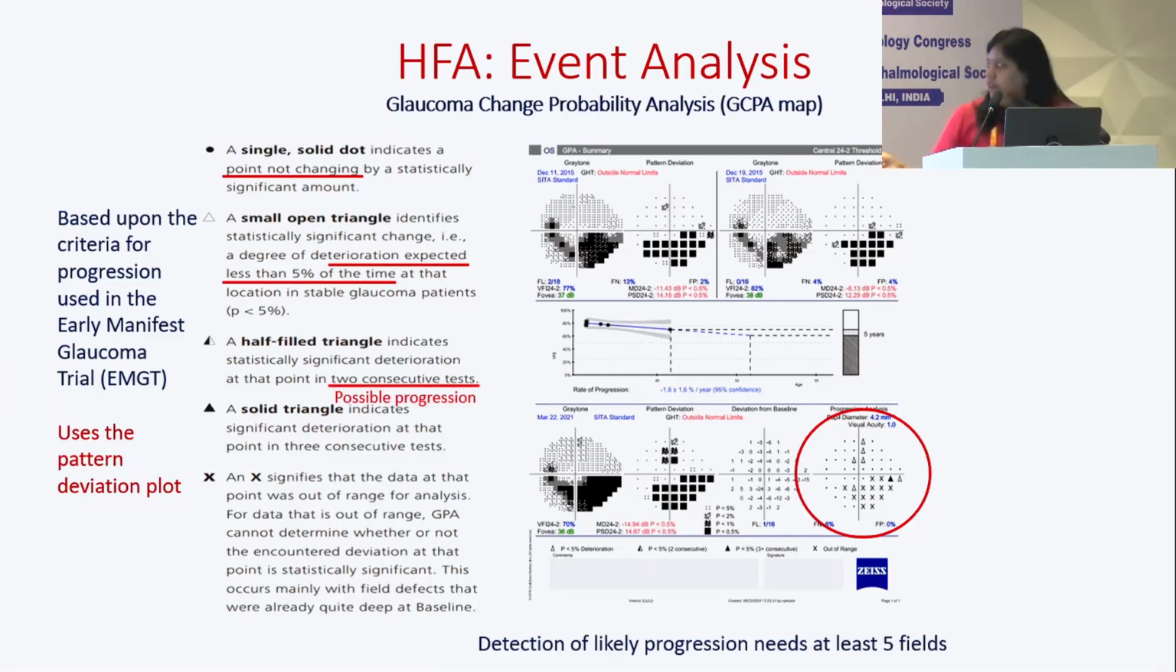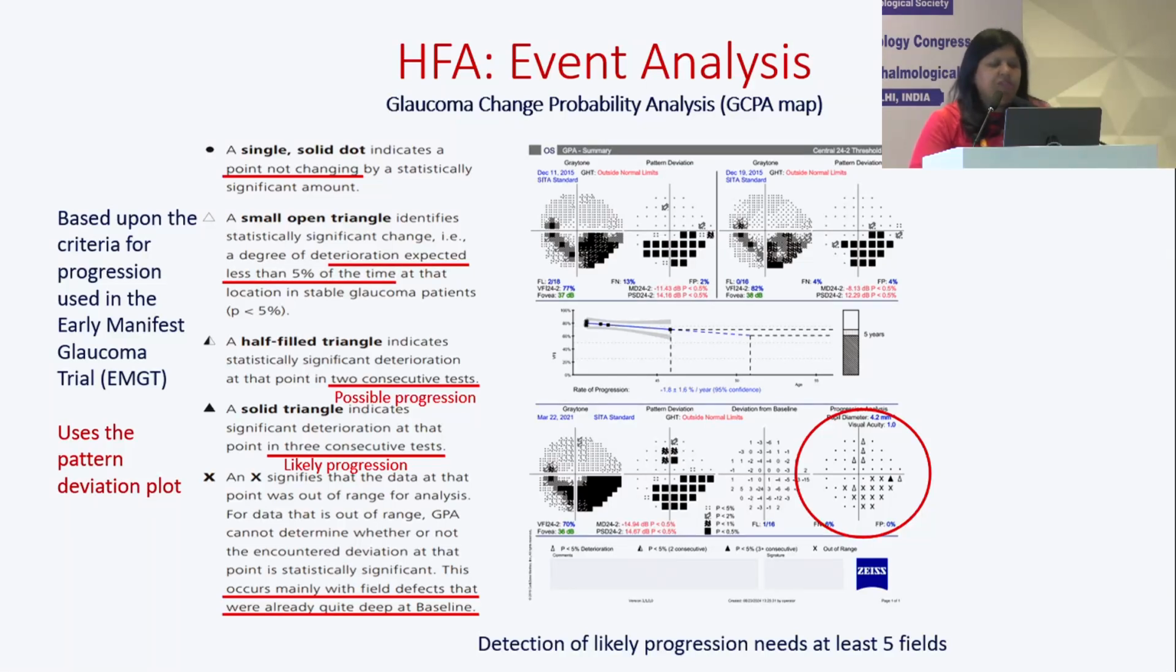A half filled triangle, that is, again, there are none here in this, but a half filled triangle would look like this. That is, there has been a change which has been seen in 2 consecutive tests, so it is possible progression. And a solid triangle, that is, there is 1 solid triangle here, so that shows that this deterioration has been seen in 3 consecutive tests, and this is likely progression. And then you also have something called an X. There are so many X's in here. It primarily signifies that this point was out of range for the analysis. So the X mainly occurs in field defects that were already very, very deep at baseline.